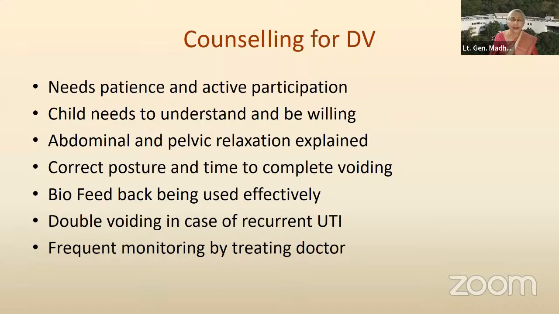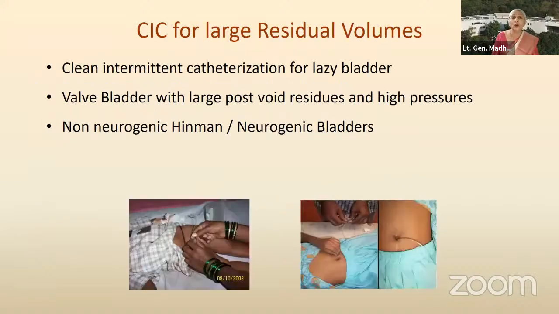So we need to use all these to explain to the child, and then teach using hands over the abdominal wall, teaching them how to do it while coughing or pulling in the pelvic muscles, how to contract and relax. This is done over time, and they are told to do this every time the child wants to pass urine. Take the correct posture. Biofeedback is extremely useful. Double voiding in case of recurrent UTIs, and frequent monitoring by the treating doctor, encouraging the child, goes a very long way.